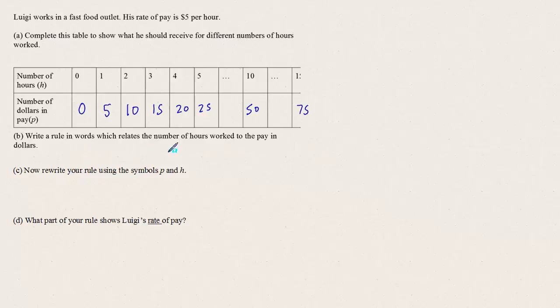So his pay would be equal to 5 times the hours worked. And in symbols, that's P equals 5H. And it's the 5 here that shows the pay rate.